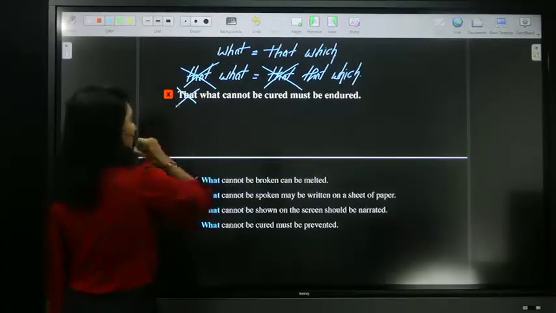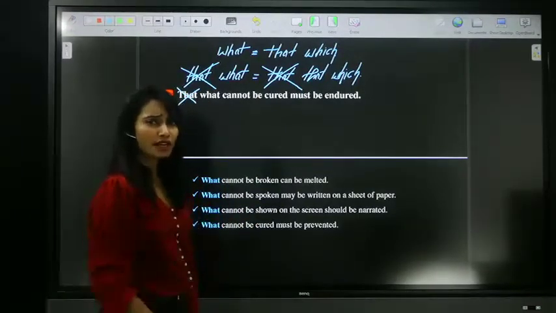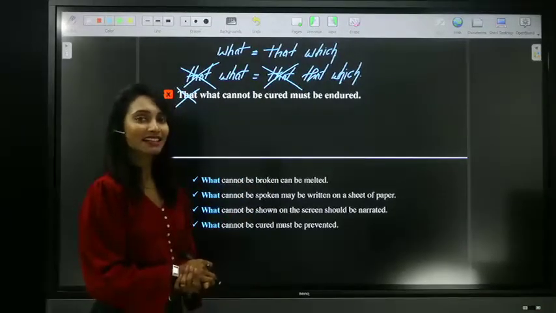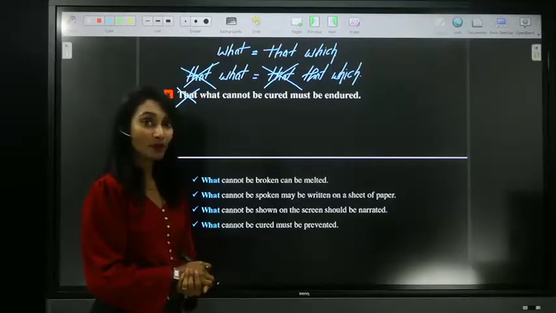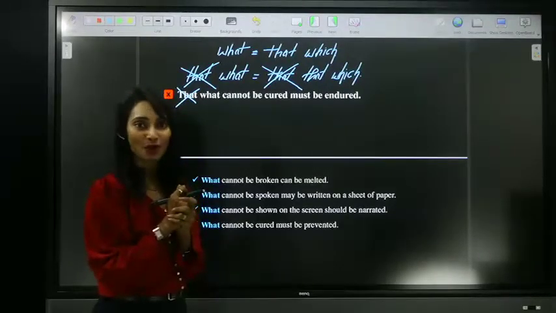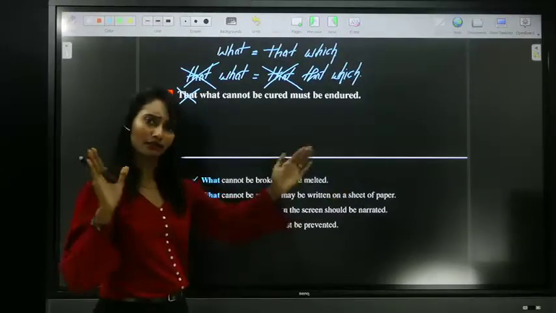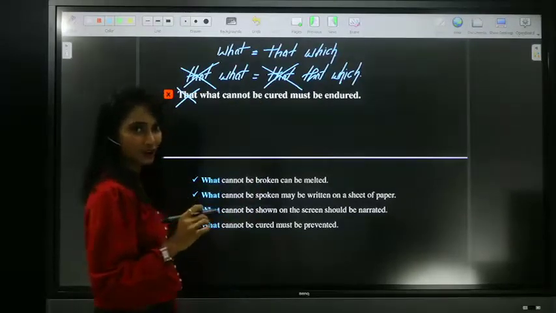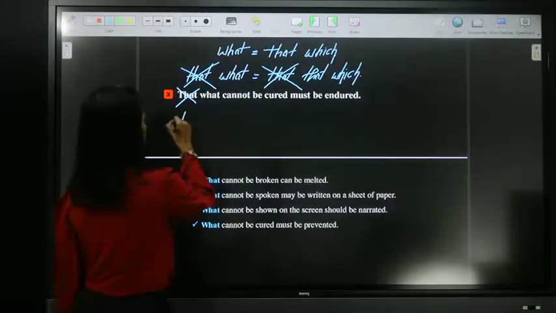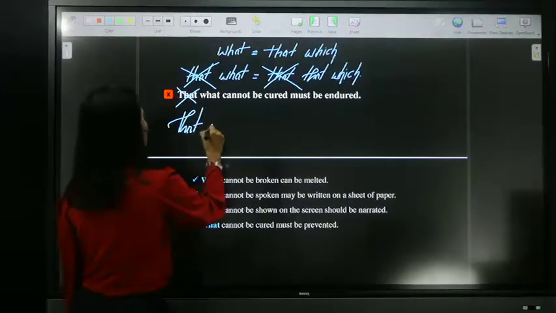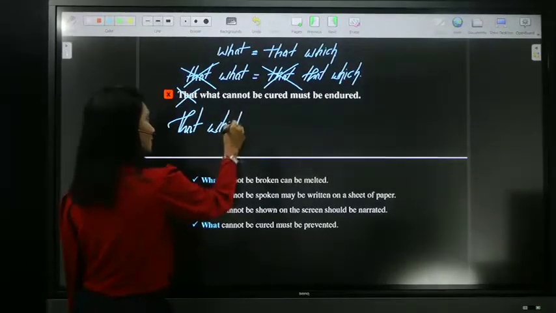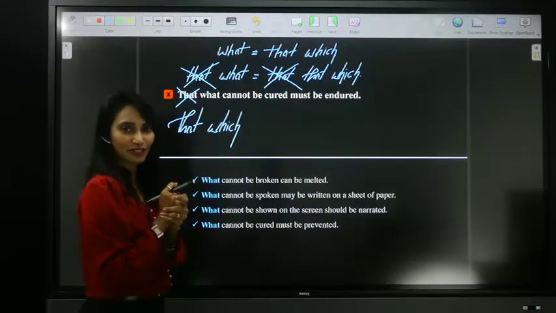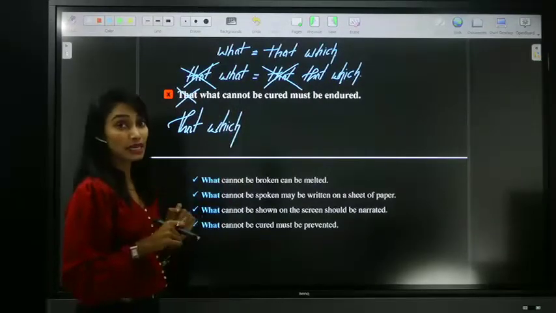So remove that. However, if you ask me, why not that which? Why can't we use that which? You can use, not a problem. But remember, sentences look beautiful only when they are concise and to the point. Rather than making lengthy sentence, we can concise it, right? So you can say, what cannot be cured must be endured. You can also say that which cannot be cured must be endured. However, we want to make it a concise sentence, a short one. So, what cannot be cured must be endured.